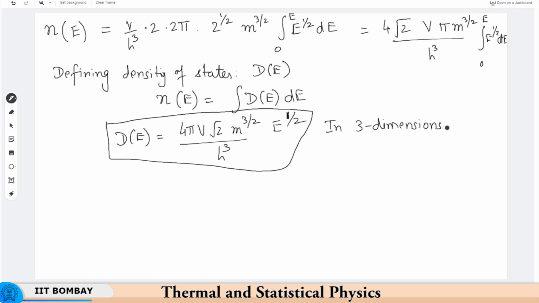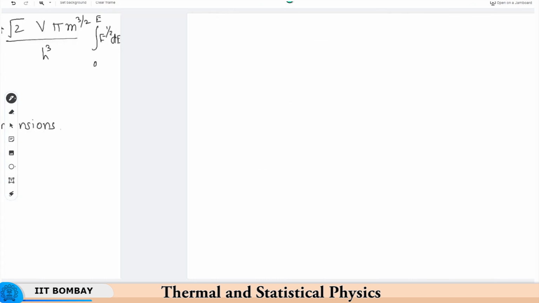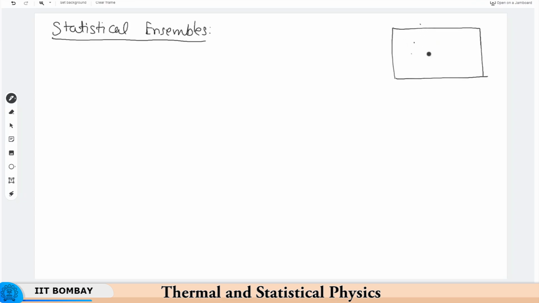So, the next thing that we will do is statistical ensembles. Like we mentioned before, a typical microstate for n number of particles in a system. Say I give you a system which has n number of molecules. Like I said, a typical microstate corresponds to the individual position and momentum coordinates of all the gas molecules at any given point.